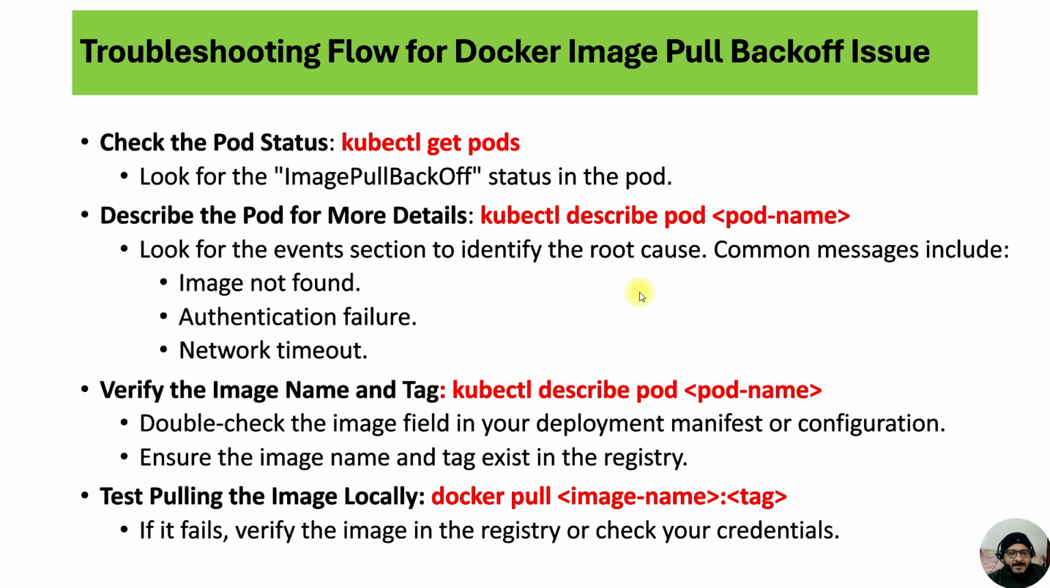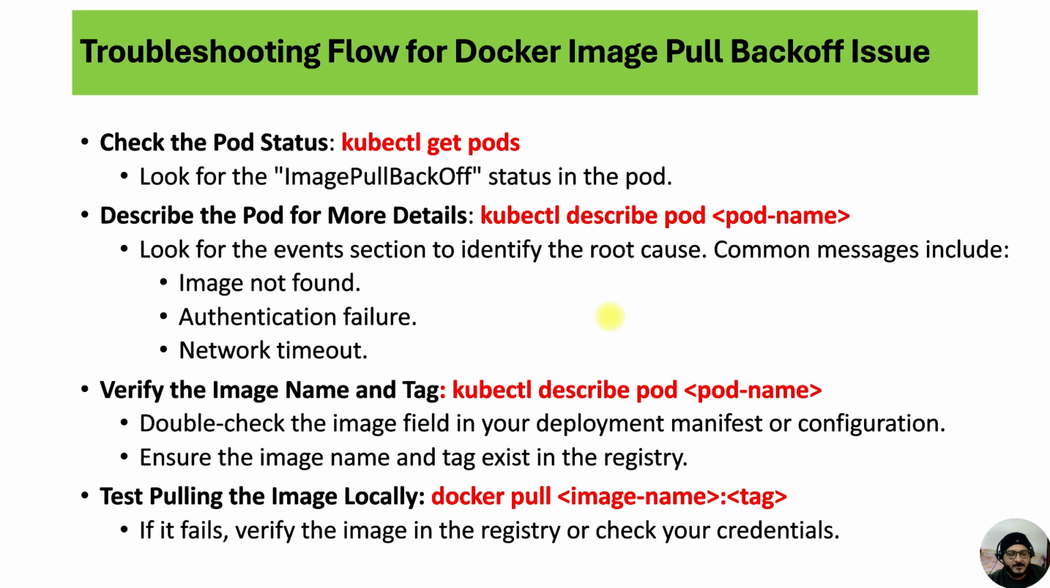Let's see now how we can troubleshoot this image pull back off issue. The very first thing: if your container is not starting, you check your Kubernetes pod status, whether it is running, stopped or exited. With the help of the command kubectl get pods, we will check the status of the pod. The status will definitely show image pull back off if it is occurring. This is the first thing you will see.